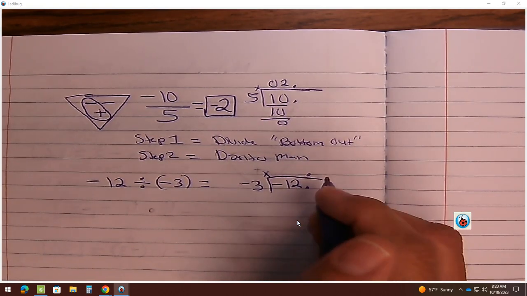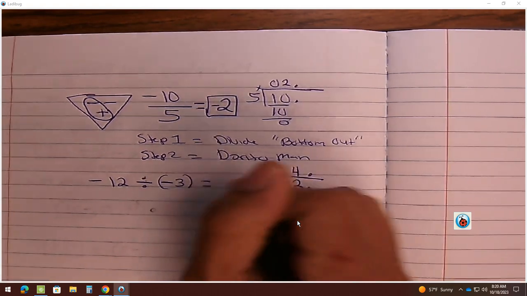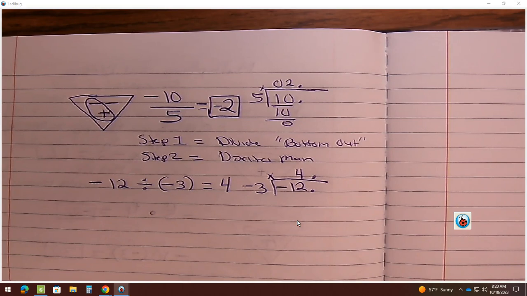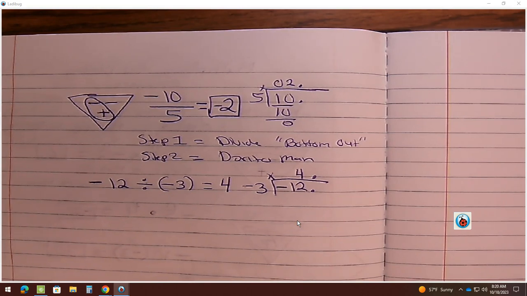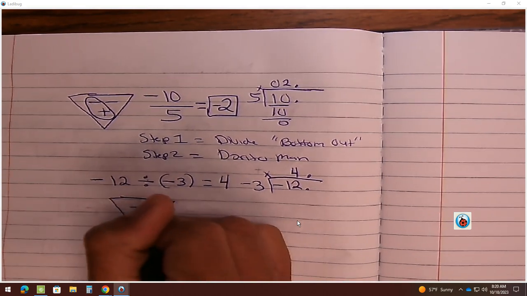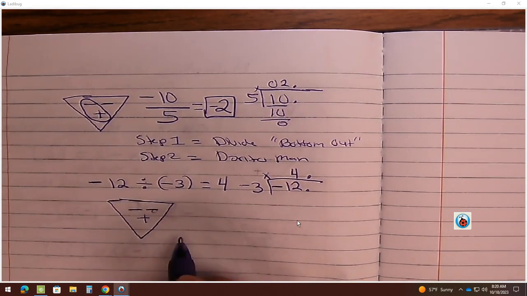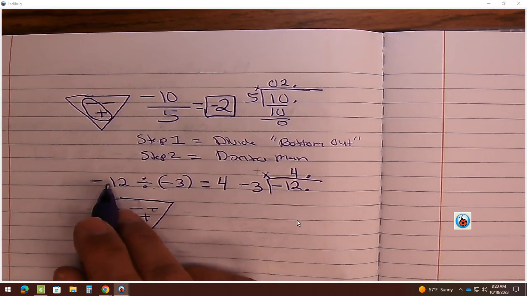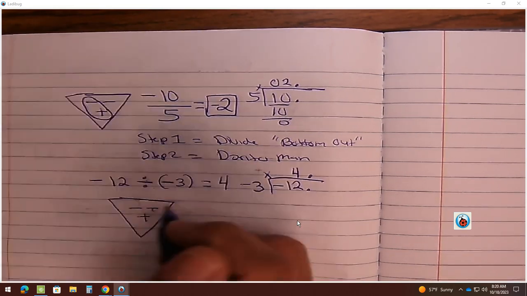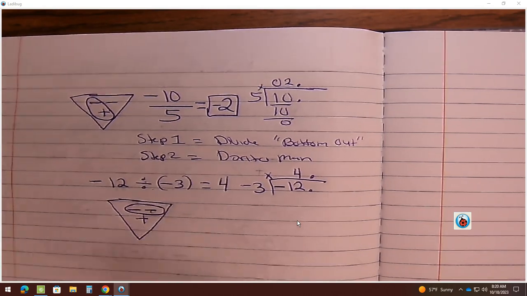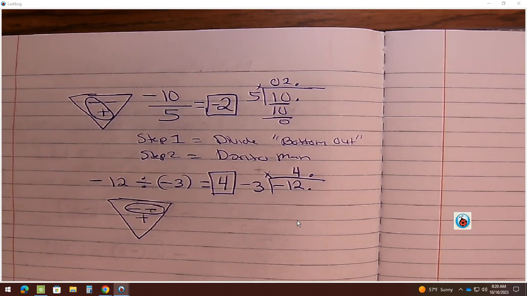3 times what gives me 12? 4. So I know that the answer for sure is 4. But who do I need to now use to know if it's negative or positive? Dorito Man. Let's use Dorito Man. If you don't use Dorito Man, you're going to put it as negative, because you're going to go negative, negative, same, keep it. No, we use Dorito Man. Negative and negative, who do we circle? Both negatives. So the answer is going to stay what? Positive 4. Done.